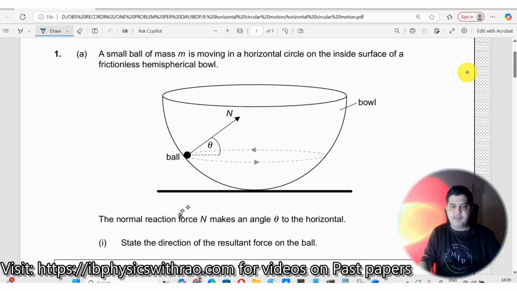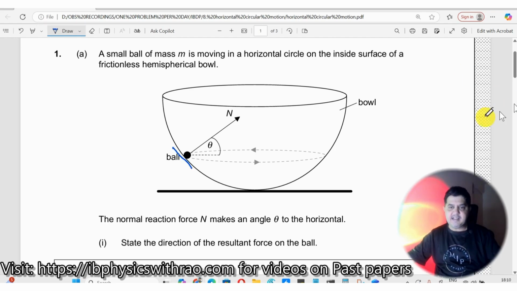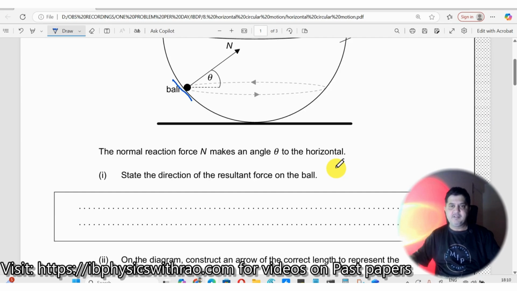The normal force N makes an angle to the horizontal. So this is your normal force. Usually normal force will be perpendicular to the surface. State the direction of the resultant force on the ball. What is the resultant force? If something is moving inside a circle, the resultant force will always be directed towards the center of the circle, which means it is directed like this.